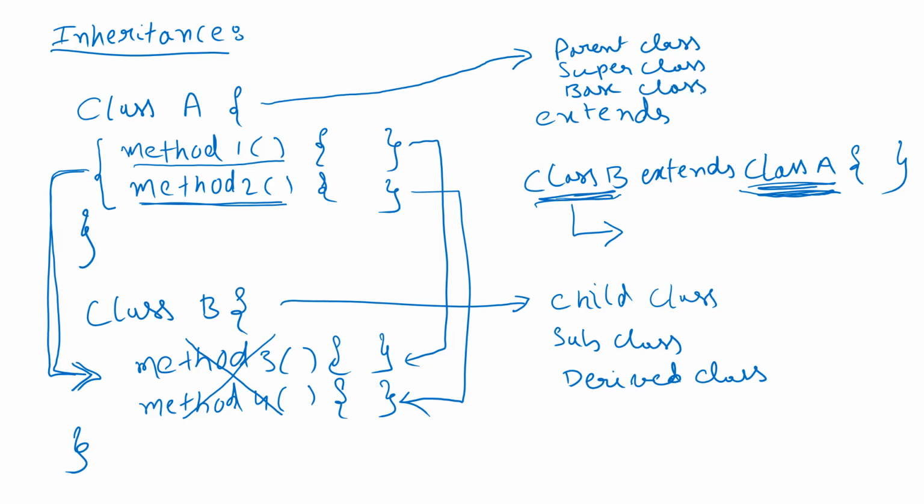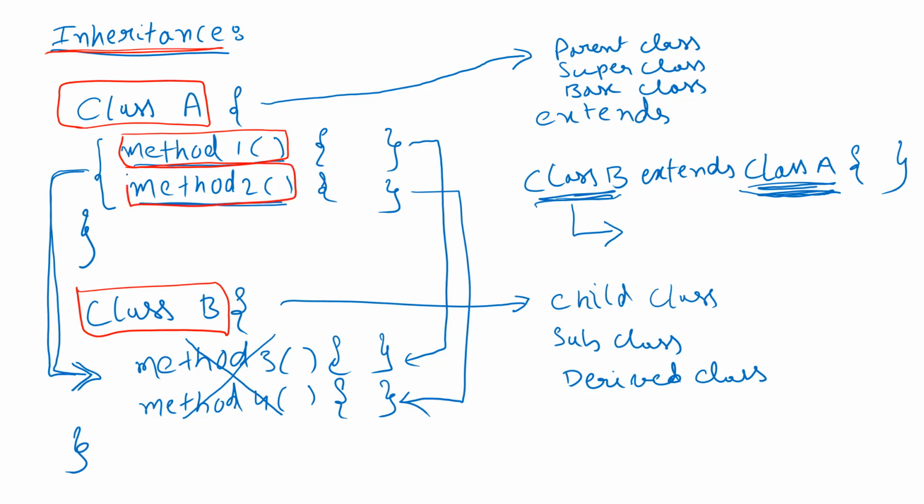Let's see this one more time. What is inheritance? Let's say we have two classes. One is class A and another one is class B. And in class A, we have two methods. One is method 1 and another one is method 2. In class B also we have two methods, but the functionality of these two methods, method 3 and method 4, is same as method 1 and method 2.